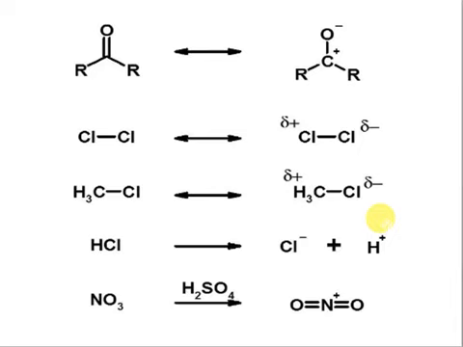Here we have a nitronium ion. In case there is an H missing, please put in H here. So nitric acid in the presence of sulfuric acid, when they react together, gives a nitronium ion. You can see the nitrogen here is positively charged. So this nitrogen, being positively charged, will act as an electrophile.